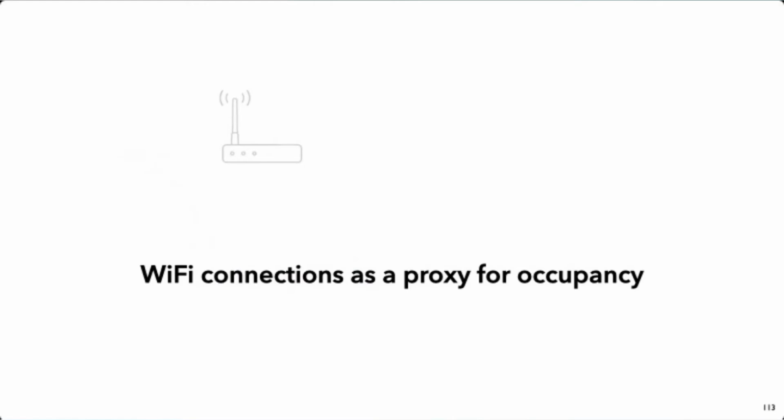So we tried using these Wi-Fi connections, as I said, as a proxy for human use of buildings. And these are sort of office or university kinds of buildings. So not just single-family dwellings, but fairly busy buildings with a lot of people in and out.